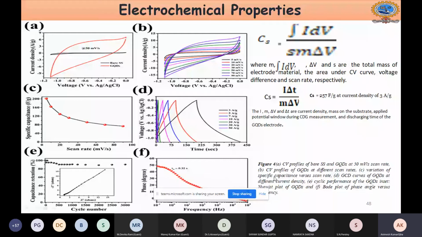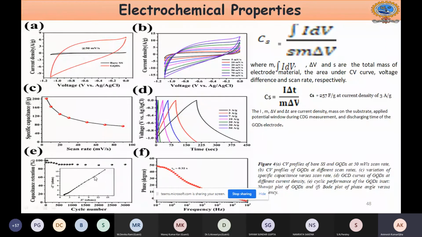The cyclic curve shows the stability of the graphene quantum dot as electrode material, and you see here the stability is retained at 96% after 3000 cycles. To understand the kinetic behavior of this graphene quantum dots electrode, EIS measurement is also done.